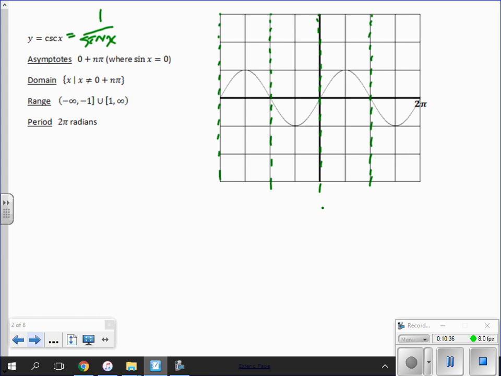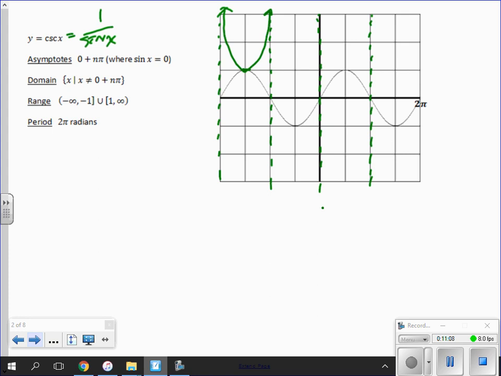And then I want to graph the equation. Now, when the sine is 1, 1 over 1 is 1, right? As this value gets smaller, 1 over that value gets larger. So here's what happens to the graph. It actually looks like that. That's what the cosecant looks like.